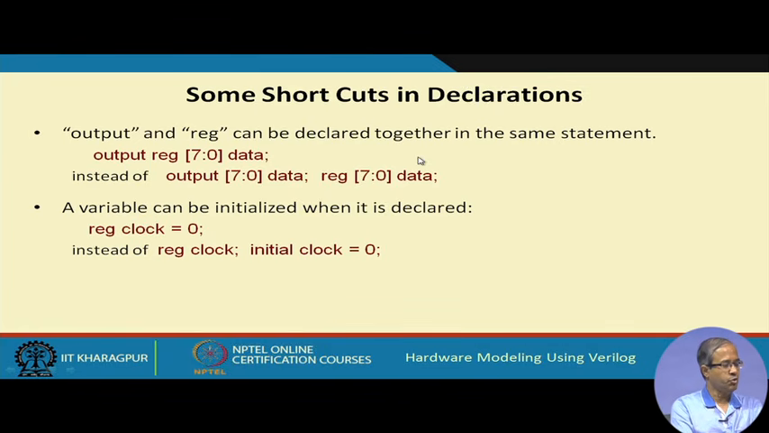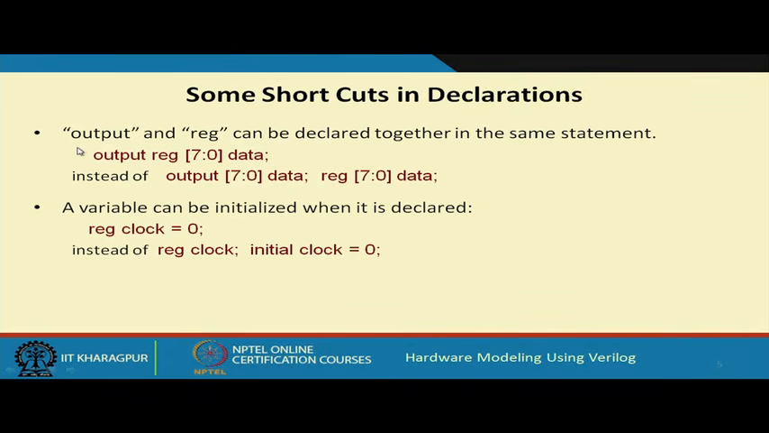Now, just to note that there are some shortcuts in declarations which are supported by Verilog, at least the recent versions of Verilog which are available now. Normally, whenever you have a parameter in a module which is an output and which is assigned inside a procedural statement, which has to be a reg, you declare it like this: output, let us say it is a vector [7:0] data, and again you have to give reg [7:0] data to indicate that this data is also a register type, so that it can be assigned inside a procedural block later on in the code.